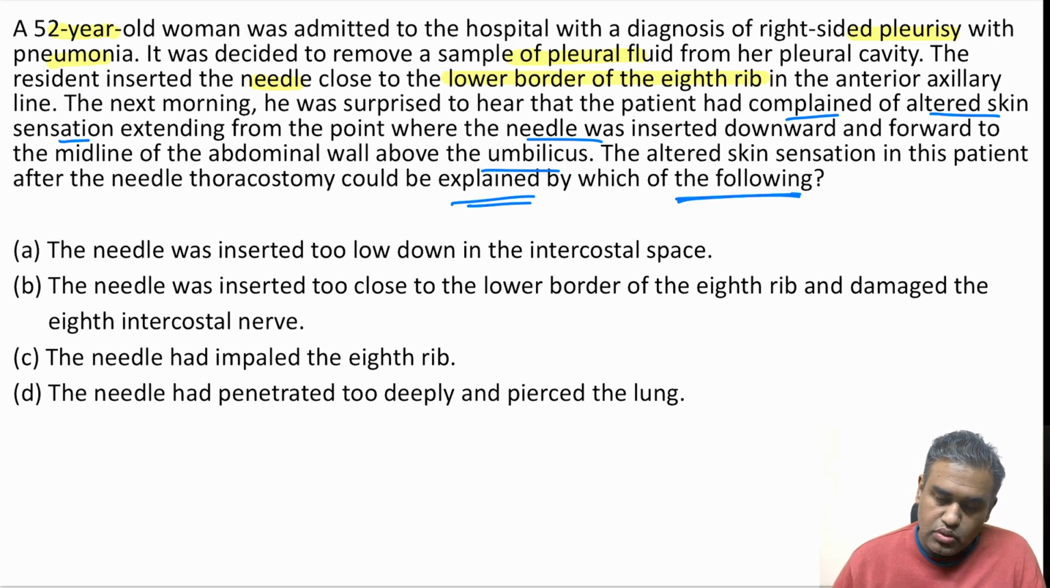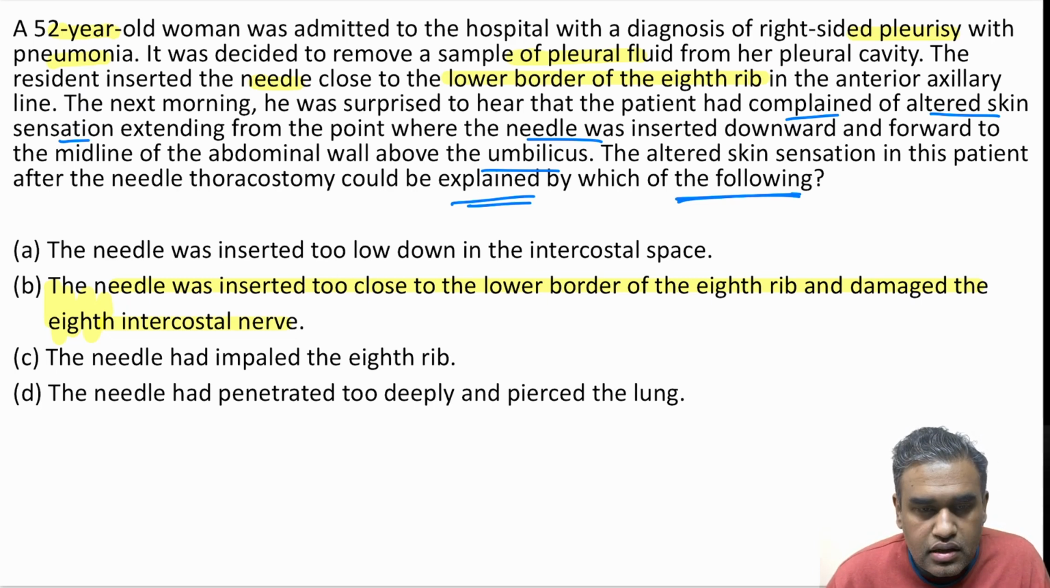Options are: needle was inserted too low down in the intercostal space, needle was inserted too close to the lower border of the 8th rib and damaged the 8th intercostal nerve. Actually, option number B. That's a straightforward question over here. This is the answer.